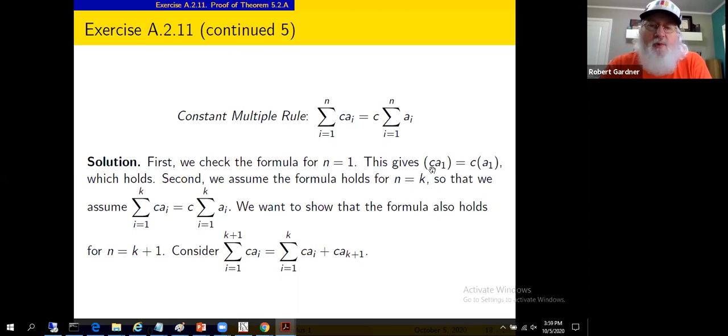Certainly it holds for n equals 1. Suppose it holds for n equals k, and let's look at k plus 1. I'm going to take a sum from 1 to k plus 1, treat it as a sum from 1 to k, and add that new term.